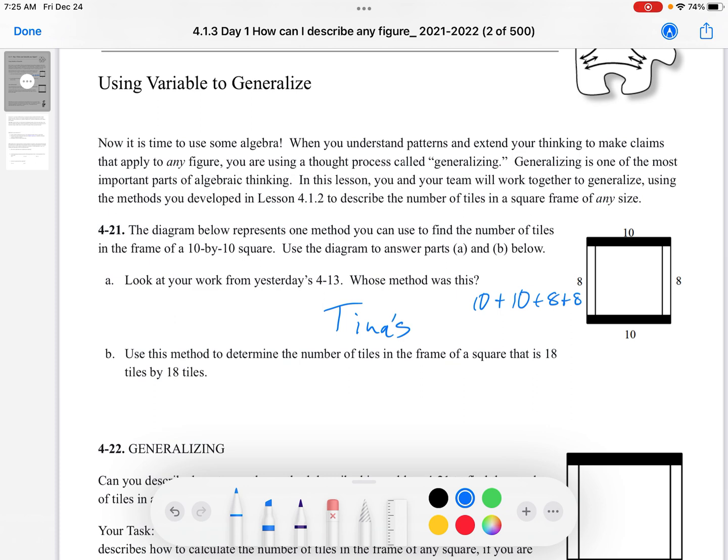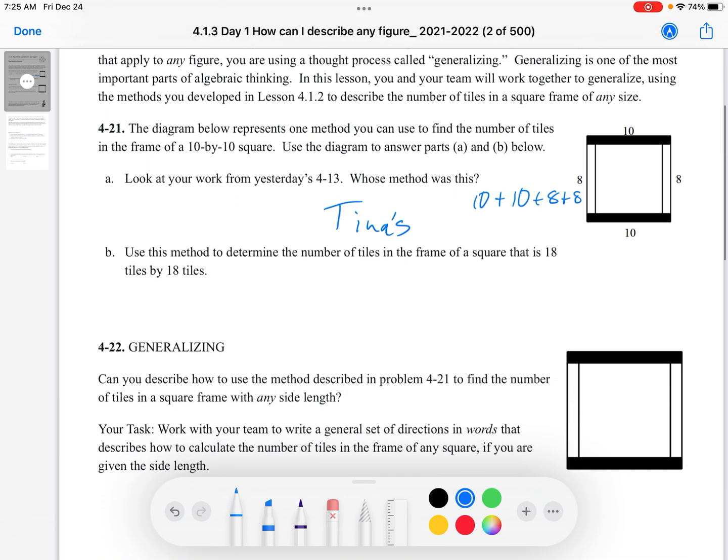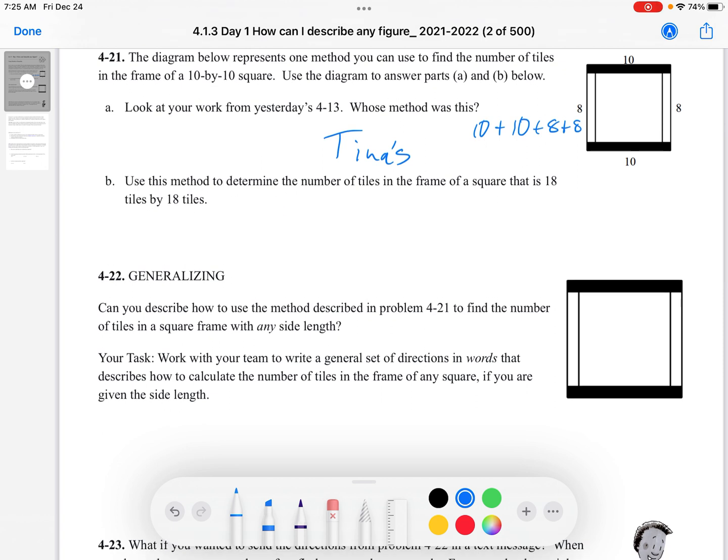Use that method to determine the number of tiles in a frame of a square that is 18 by 18. Well, we know that on top it's 18. We know on the bottom it's 18. But what would each side have to be then? Each side would have to be 2 less, so 16 and 16. 18 plus 18 plus 16 plus 16. When I go to find out what that would be, I'm going to double my 18s to get 36, and double my 16s to get 32. I'm going to put those together to get 68.